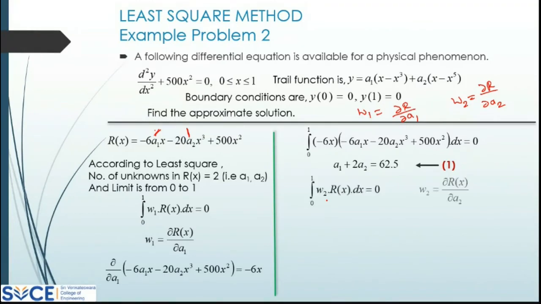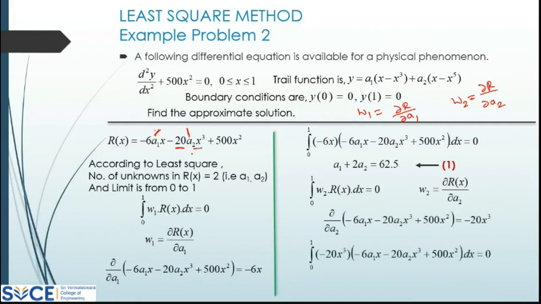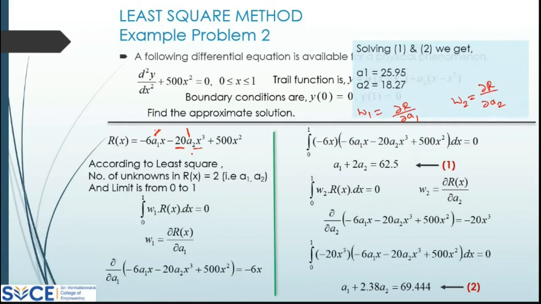Next. So 0 to 1, the limit is the same. Now the integral of W2 R of x dx is equal to 0. W2 is ∂R/∂a2. So when I take ∂R/∂a2, what you will get? I will get -20x cube. I'm multiplying with your R of x. Again, when you multiply it and apply your limit, you will get another equation. So this is equation number 2. Solve these two equations, and that gives your solution.